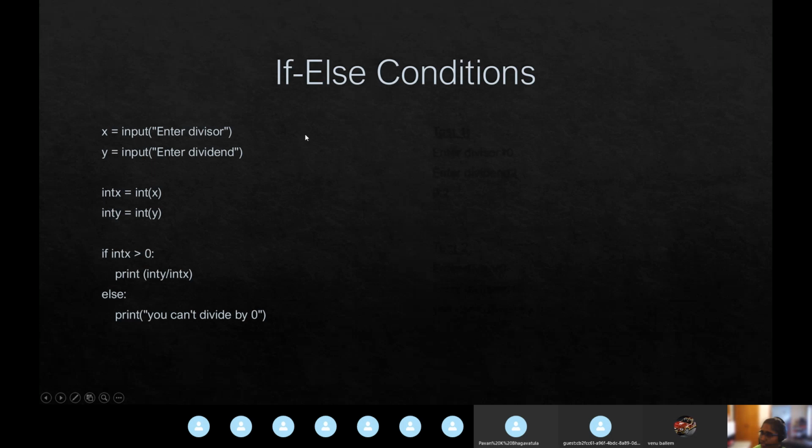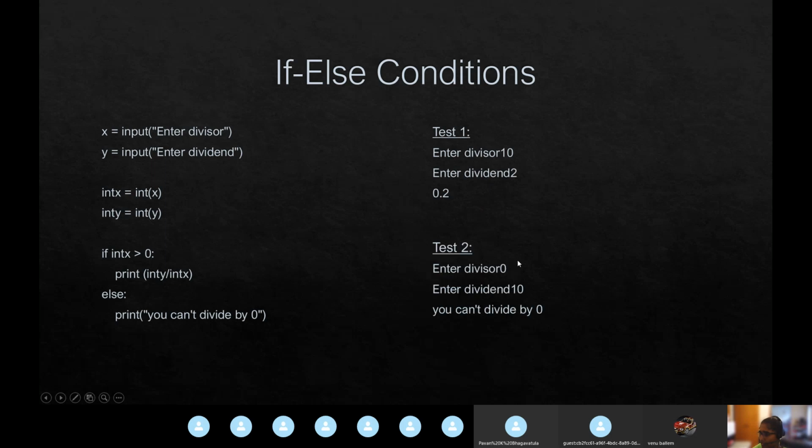So let's see an example here. I gave x is equal to input enter divisor and y is equal to input enter dividend, and I'm converting that into integers, so casting them into int, or I can use an eval statement also here. So if int of x is greater than 0, then you do the division, else you would mention that you cannot divide by 0. So what would happen if I run it? I enter the divisor as 10 and then the dividend as 2, I get the answer. But if I enter the divisor as 0 and then the dividend as 10, it will say you cannot divide by 0. Could you have two else statements?